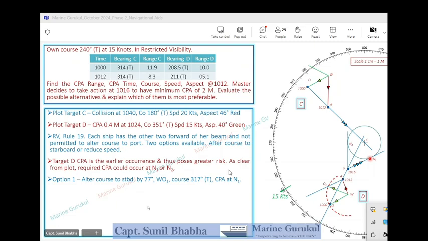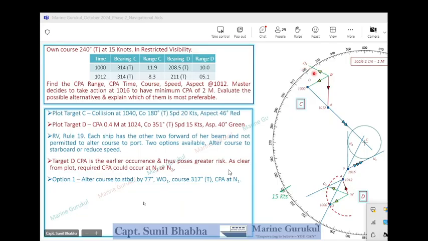Let us explore other options. Now let us evaluate the effectiveness of this action for target Charlie also. So what I do is at point Whiskey, now I draw my new course. My new course would be 317 degrees true. So you can see this green color vector coming up. And let us name this point, the free end of the vector, as O1.